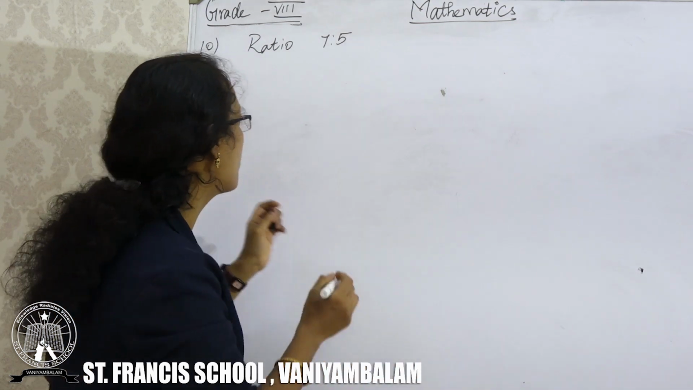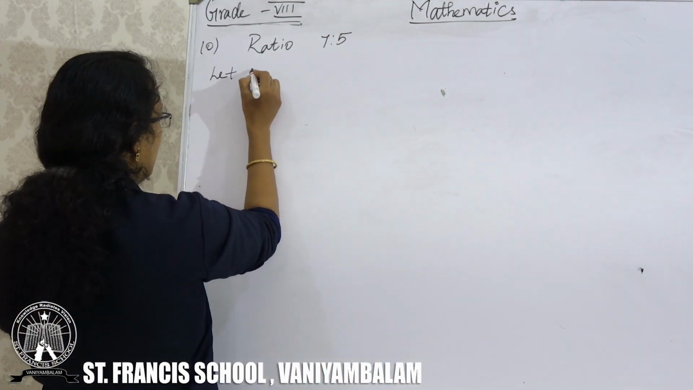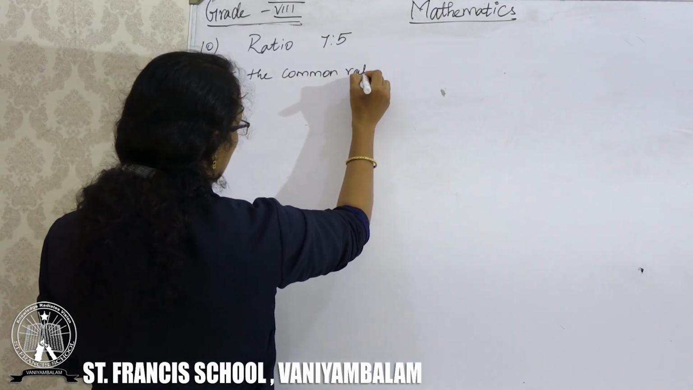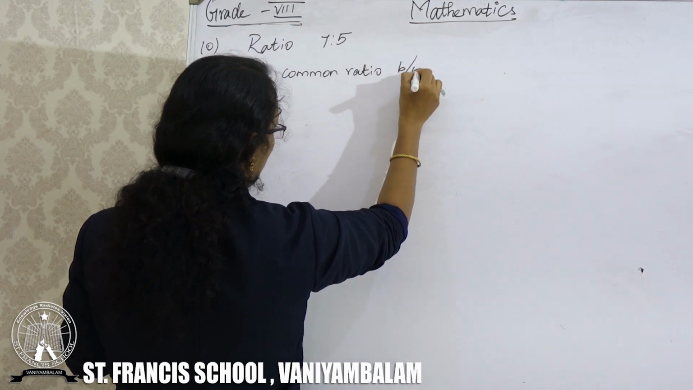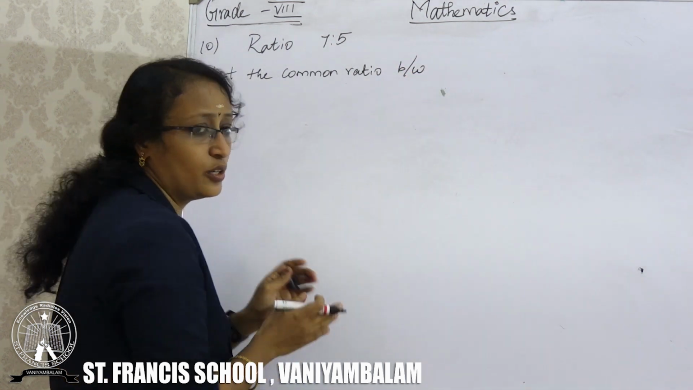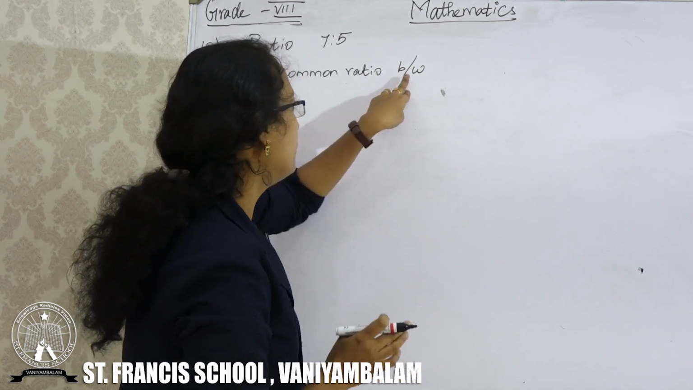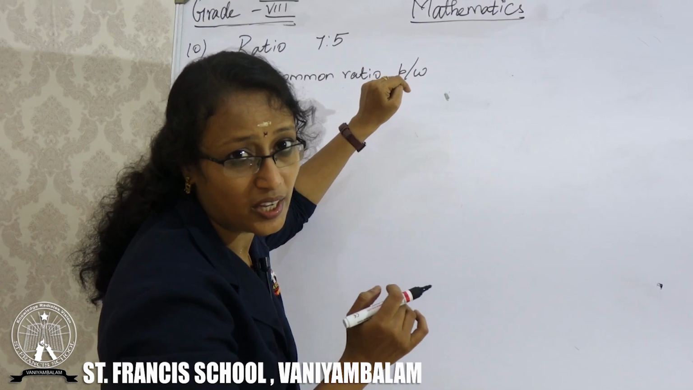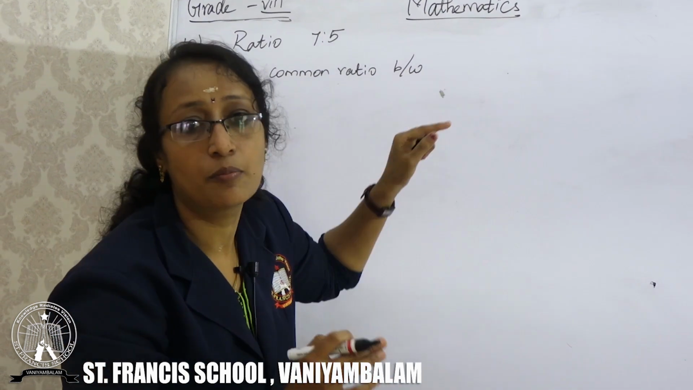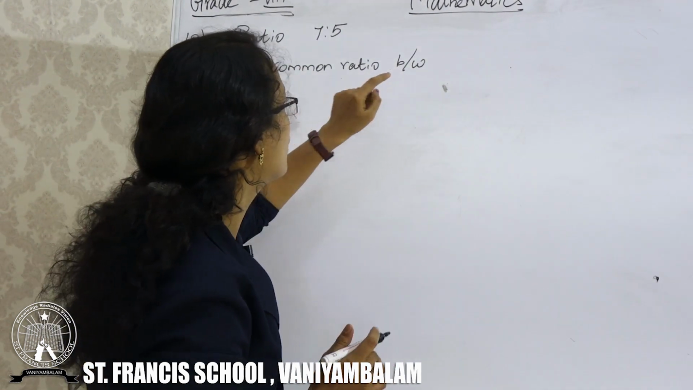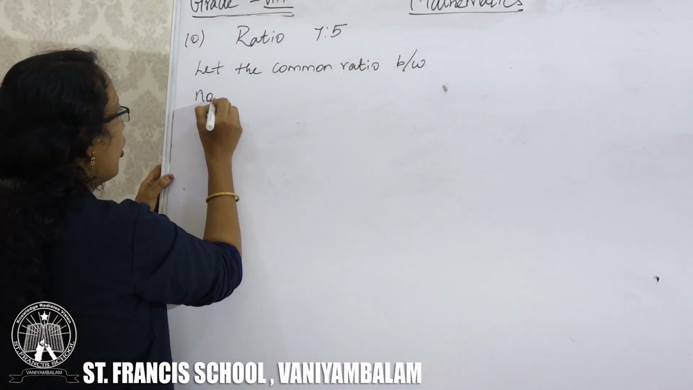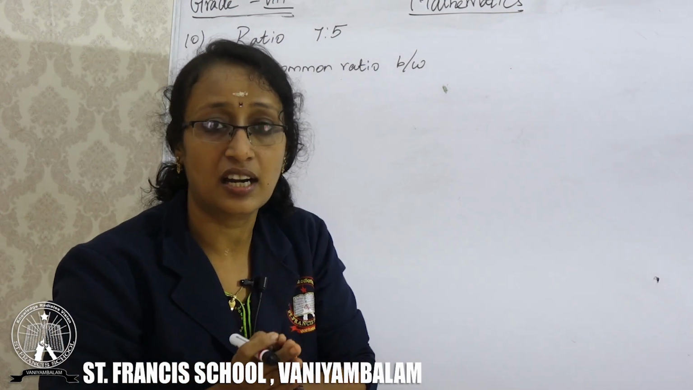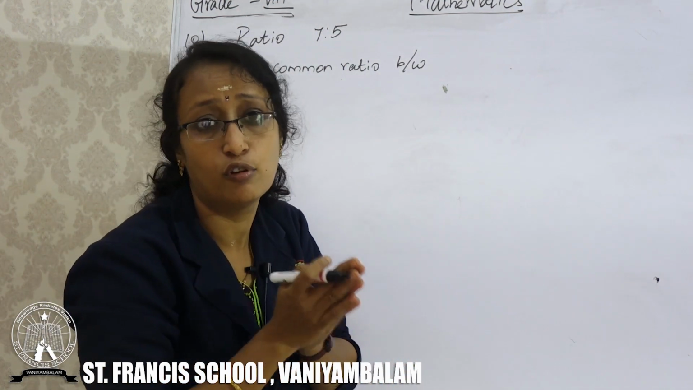So let us take the common ratio between number of boys and number of girls. I think you remember this, right? In previous classes we had learnt B/W means between. So let the common ratio between number of boys, no. means number. Please don't write the short form. In your classwork you have to write it fully, the full word.